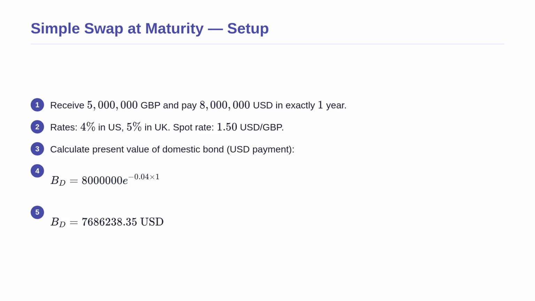Now that we have our formulas, let us see this with a concrete example. A US company will receive 5 million British pounds and pay 8 million US dollars in exactly 1 year, with no intermediate interest payments. The US interest rate is 4%, the UK rate is 5%, and the spot rate is $1.50 per pound. First, we calculate the present value of the domestic bond, which is the $8 million we owe. We multiply it by e to the power of negative 0.04 times 1. This tells us that paying $8 million in 1 year is financially equivalent to paying about $7.68 million right now.